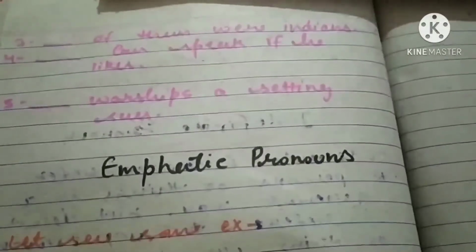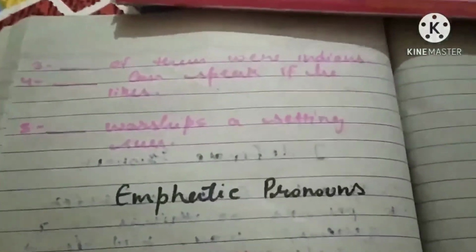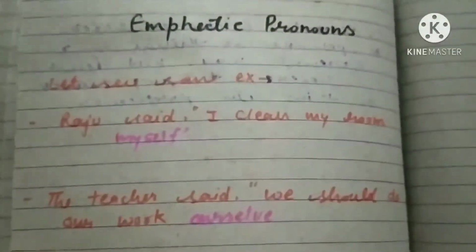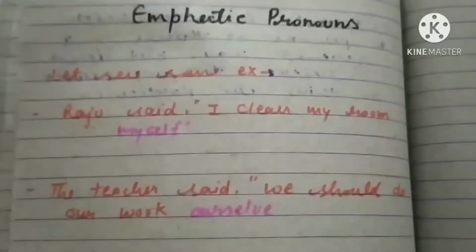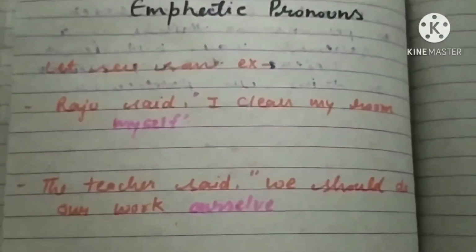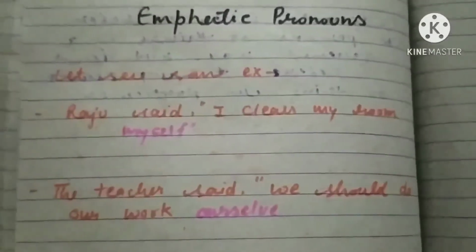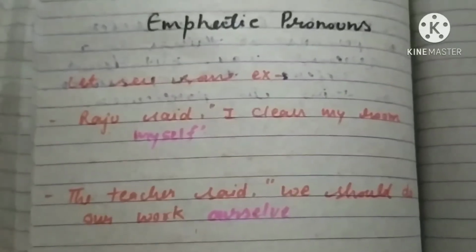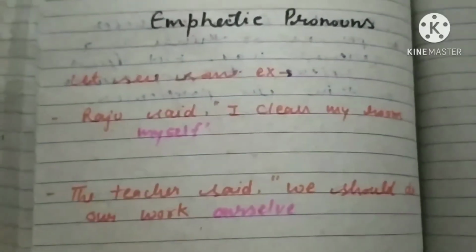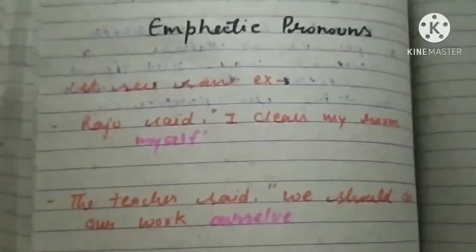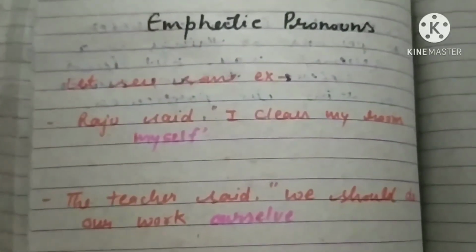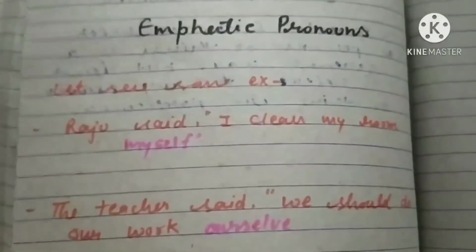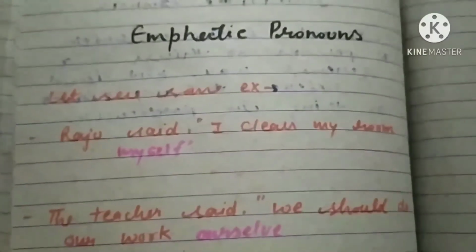This is the video, your last one, emphatic pronouns, and this is the exercise which I gave you. So we see the emphatic pronoun. Let's see some examples. Raju said, I clean my room myself. The teacher said we should do it ourselves. So in the first sentence, myself shows that Raju cleaned his room, not anybody else. Similarly, in the second sentence, ourselves shows that we do it, not anybody else. So this kind of pronoun is called the emphatic pronoun because it emphasizes nouns. So I hope you understand the emphatic pronoun.